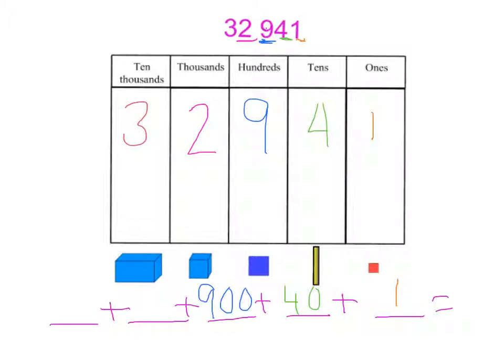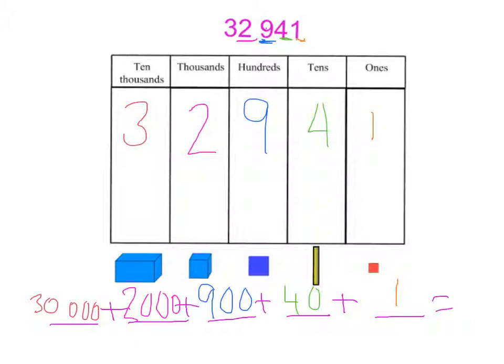Then we have 2 in the thousands column. So we have 2,000. And our last one, in our 10,000s column, we have 3. So we have 30,000. So altogether we have 32,941.